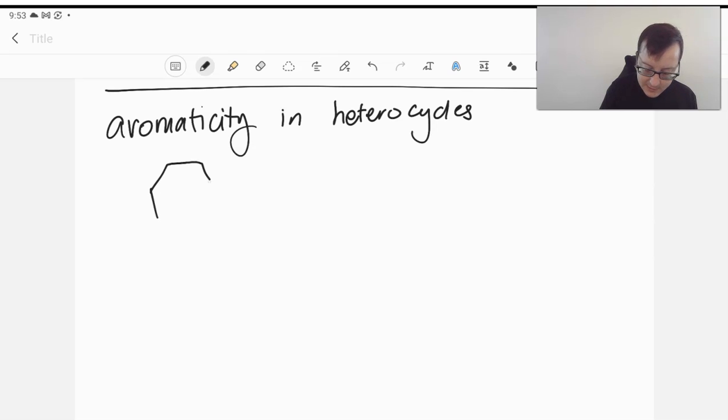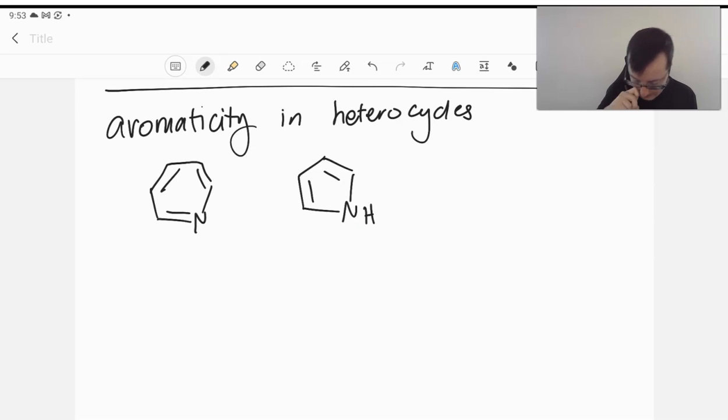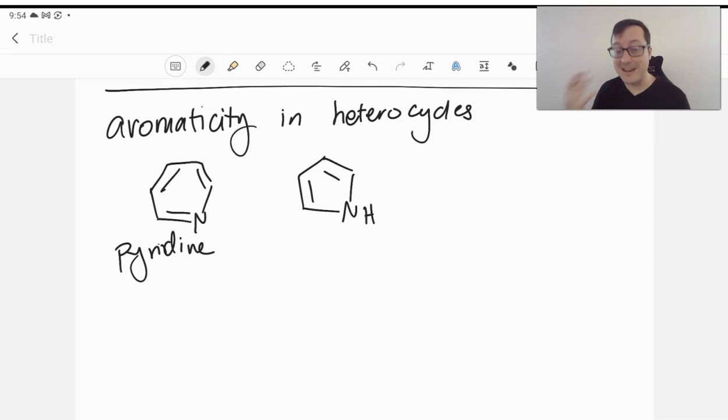Let's take a look at two similar molecules. We have pyridine and pyrrole. We've seen pyridine before as a base. We've used it in our reactions, right? It's excellent at capturing chloride, once it's protonated. Although we don't usually use pyrrole as a base. And we're going to see why.